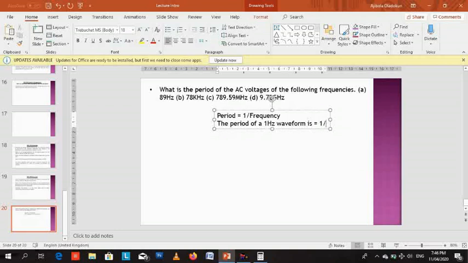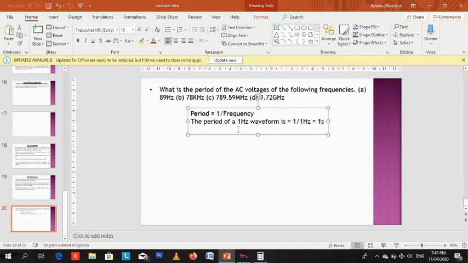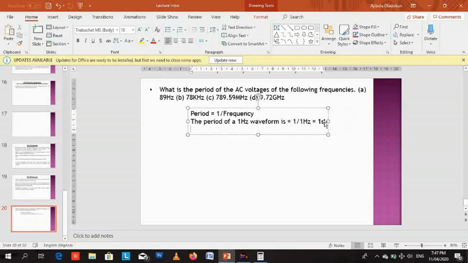That's 1 over 1 hertz, which equals 1. The unit of period is seconds. So a 1 hertz signal will have a complete cycle in 1 second. A 1 hertz signal has 1 complete cycle in 1 second. It takes 1 second for a 1 hertz signal to have a complete cycle.